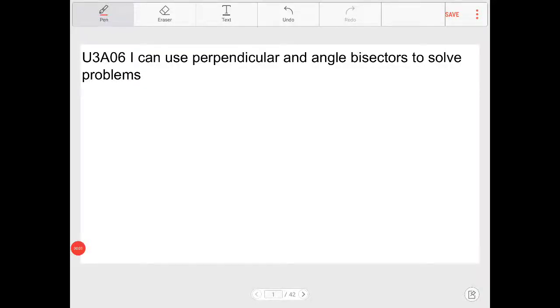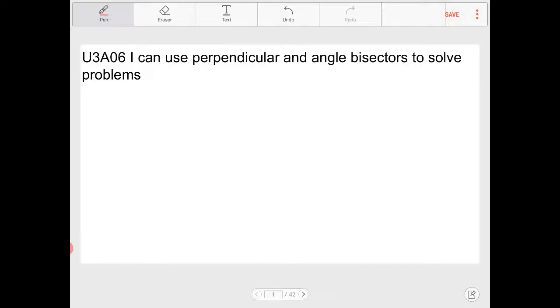Hello students, this is lesson U3A06. By the end of the lesson, you should be able to say I can use perpendicular and angle bisectors to solve problems.